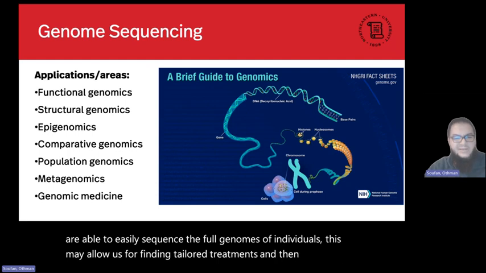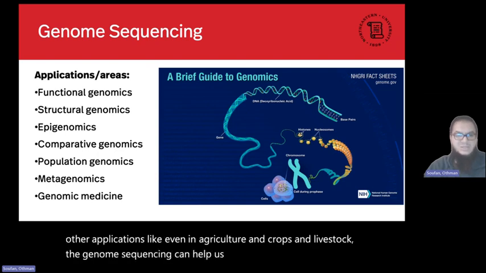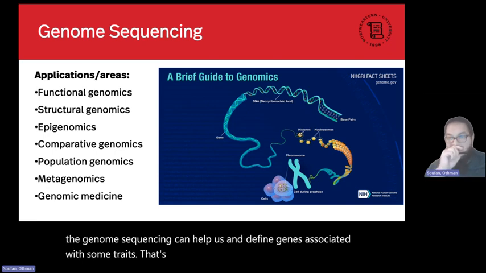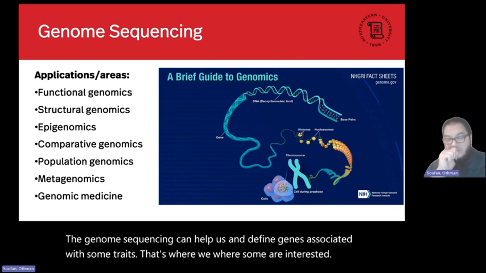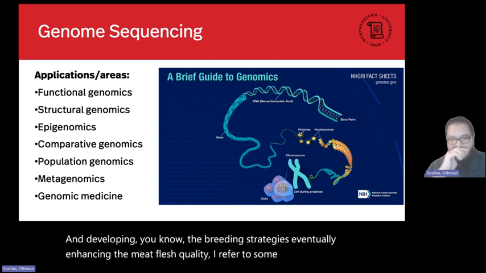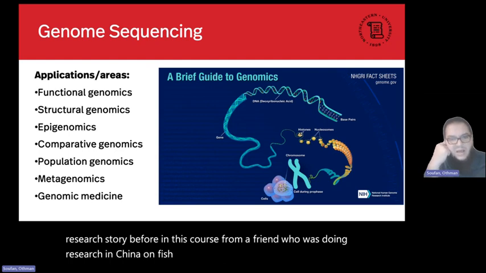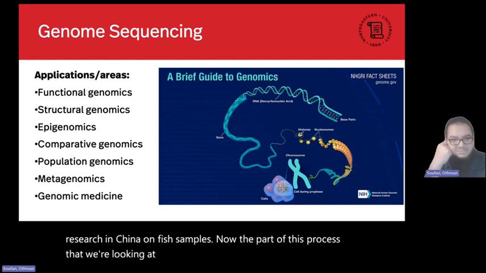And there are lots of other applications, like even in agriculture and crops and livestock, the genome sequencing can help us identify genes associated with some traits. That's where some are interested in developing the breeding strategies, eventually enhancing the meat, flesh quality. I referred to some research story before in this course, from a friend who was doing research in China on fish samples.